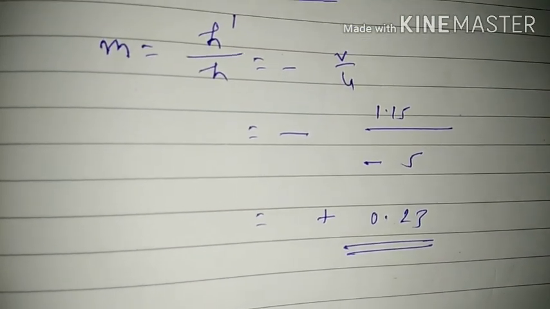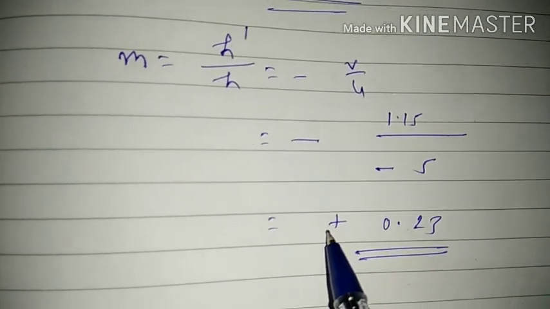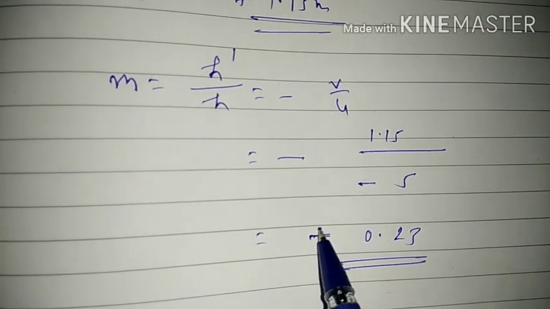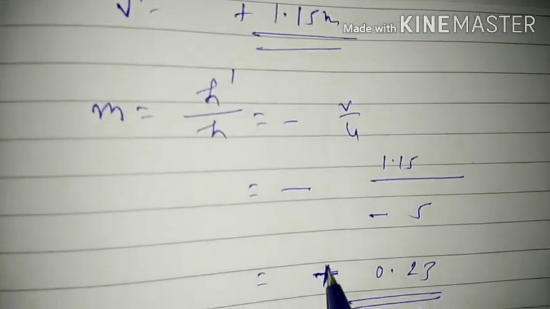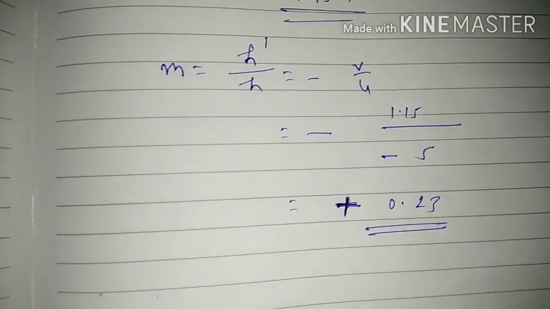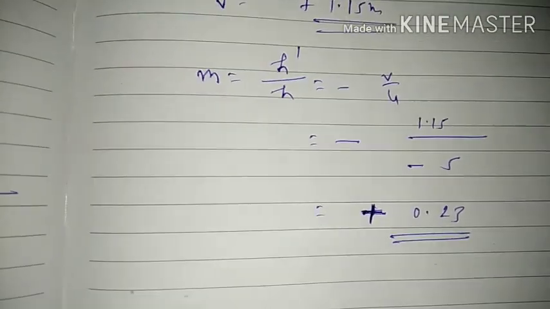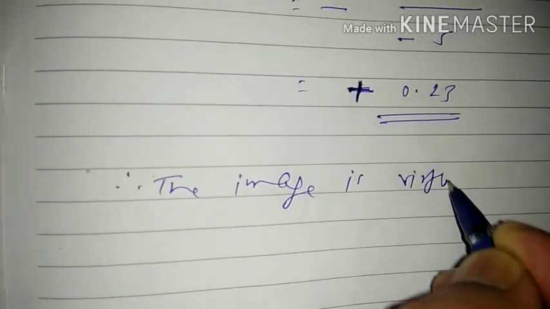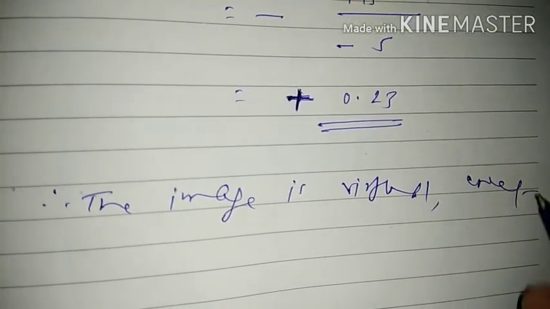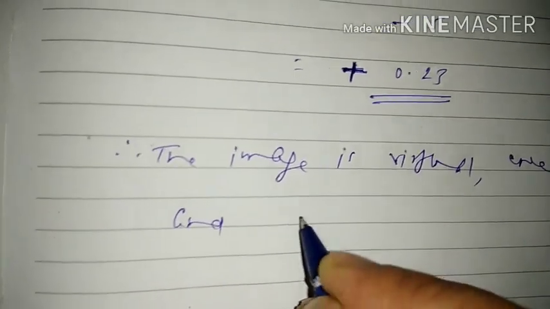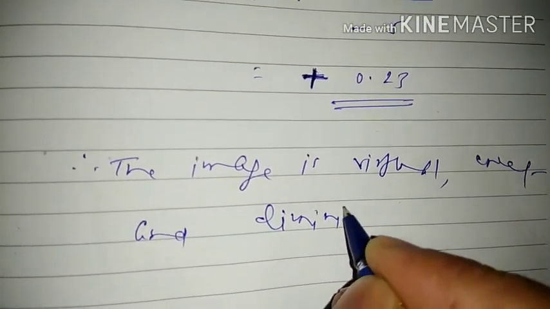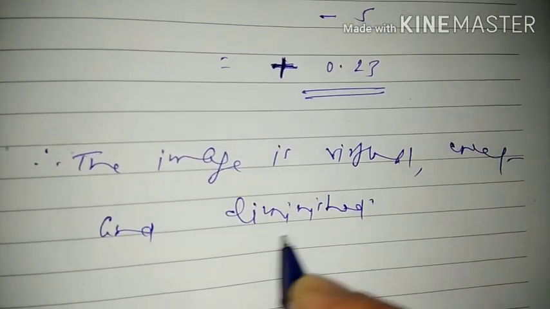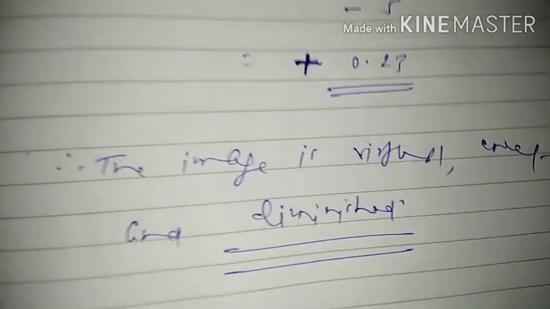Also, in our last lecture we had seen that if magnification is positive, then the nature of the image will be what? Virtual and erect. So this positive sign of magnification indicates that the image will be virtual and erect. Therefore, the image is virtual, erect and diminished, that is smaller than the size of the object.